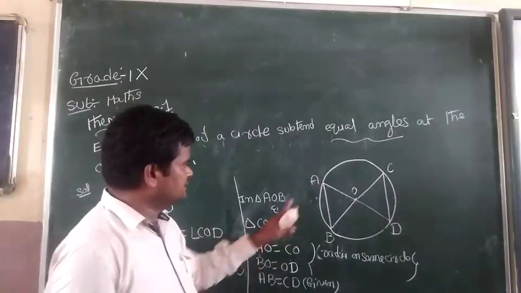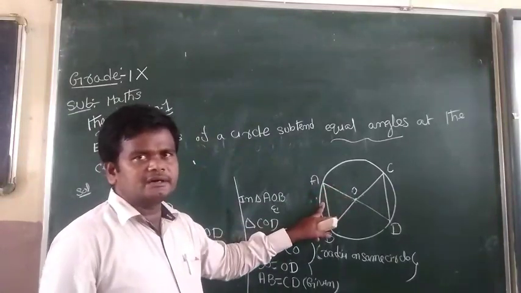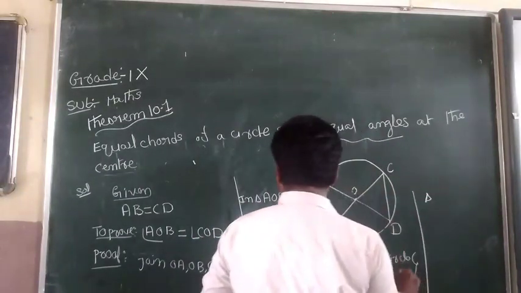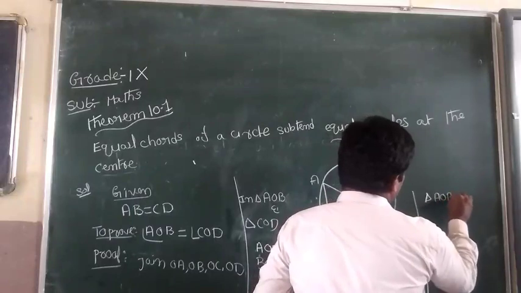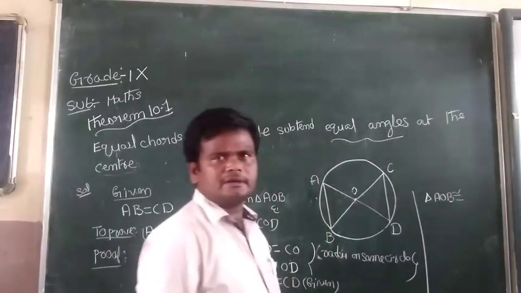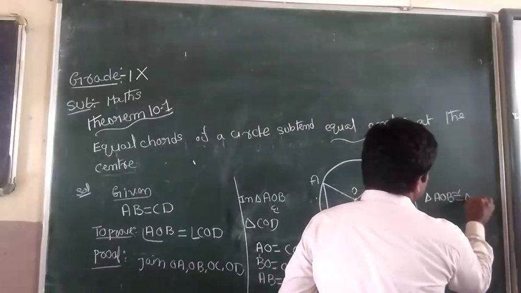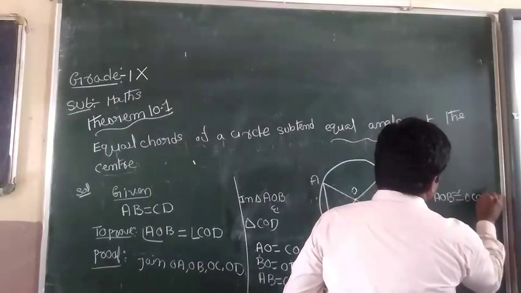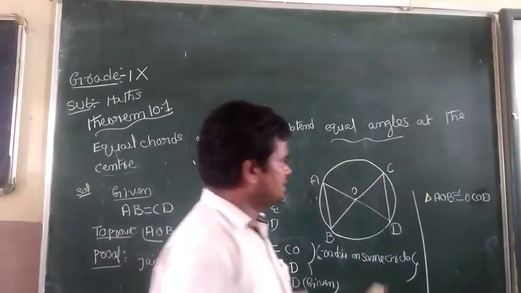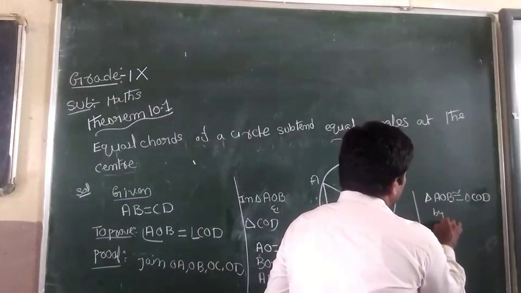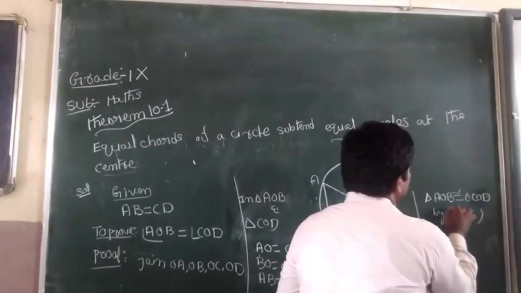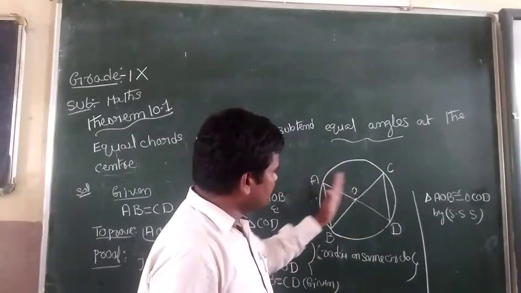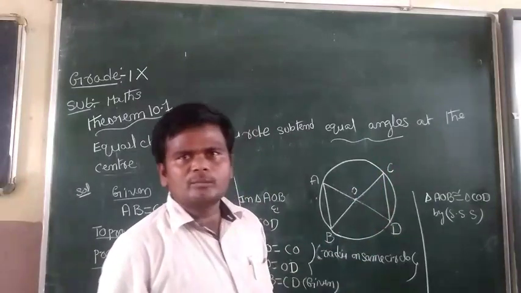So here, side. Therefore triangle AOB is congruent to triangle COD. What is the criterion? Here I am using the side congruency rule. So triangle AOB and triangle COD are both congruent.